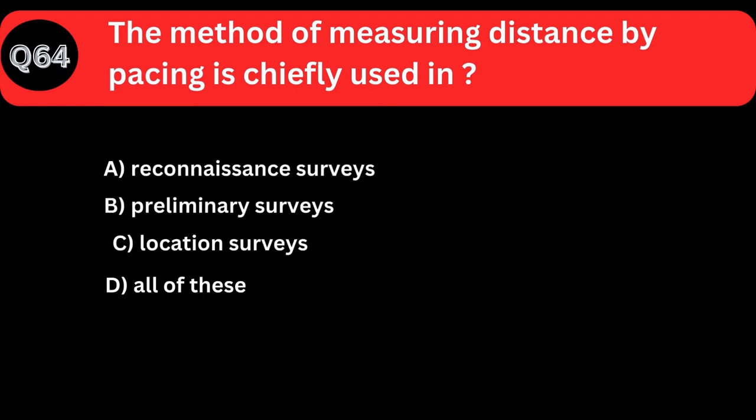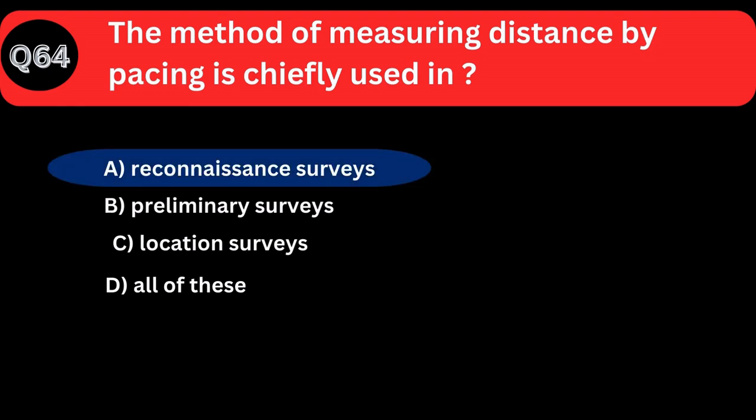The method of measuring distance by pacing is chiefly used in. Options: A. Reconnaissance surveys, B. Preliminary surveys, C. Location surveys, D. All of these. Answer: A. Reconnaissance surveys.